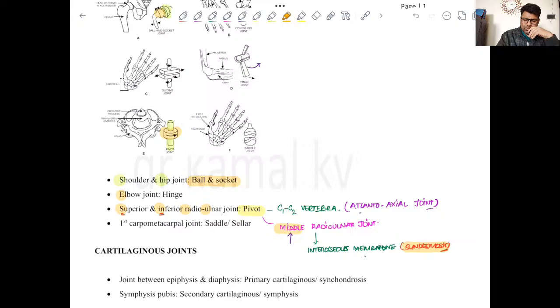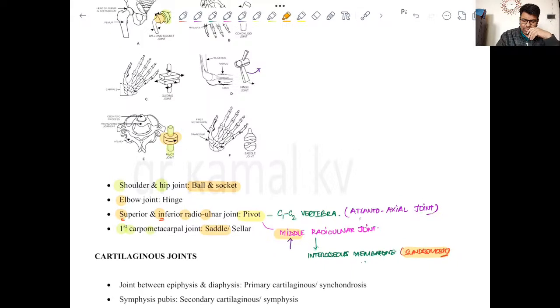Then especially related to the base of the thumb, that is first carpometacarpal. This is an example of saddle joint. So this is the first metacarpal, right? And it articulates with the trapezium. So this is an example of saddle joint. So these are some important synovial joints from exam point of view.